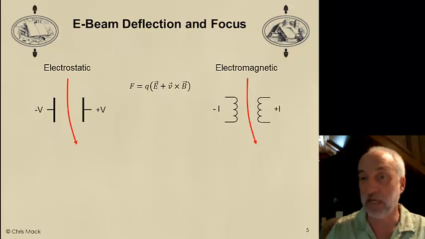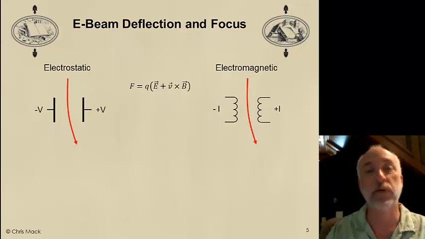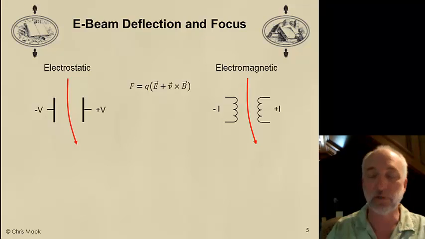For the case of electromagnetic bending or deflection, we run a current through a coil and create a magnetic field. A moving electron passing through a magnetic field will experience a Lorentz force that will also bend the electrons. So in the middle we have the equation for that force.